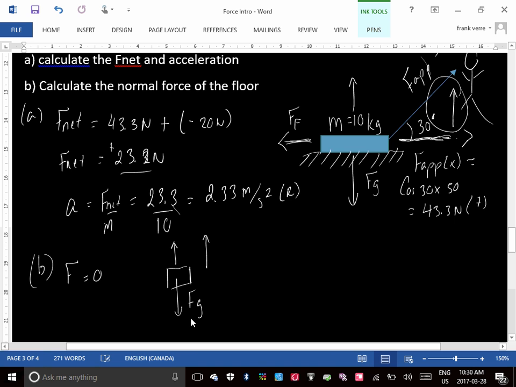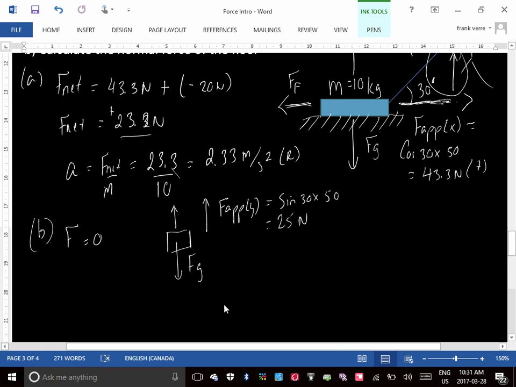And there also then probably will be an upwards component from the floor. So we have the weight, and then we have the vertical component of your applied force. And I think you know how to work that out. If this was cosine of the angle, the opposite would be sine of the angle times the force, which is 50, right? So that would be 25. So we have an upwards force of 25 newtons.